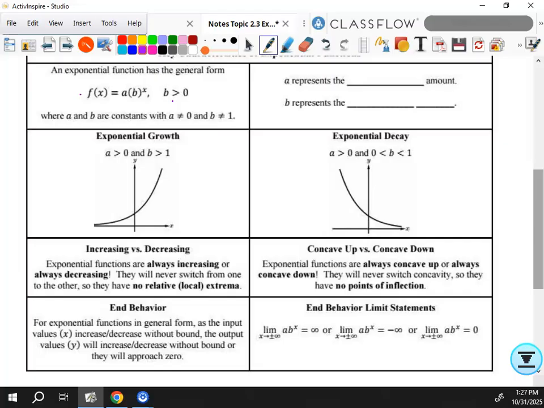And just like in the same positions that these variables are in for the geometric sequences, A represents the initial amount, and B represents the common ratio.